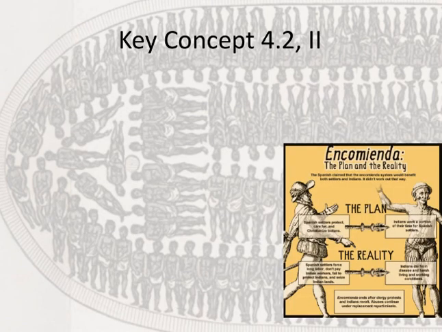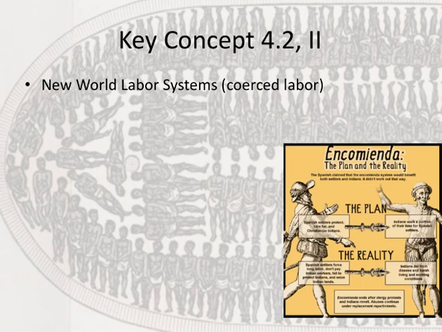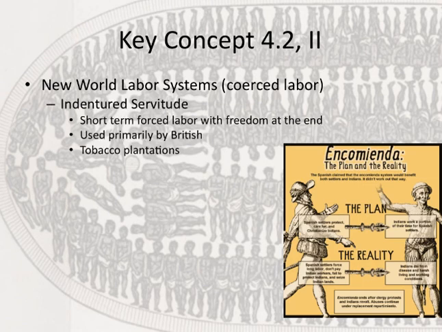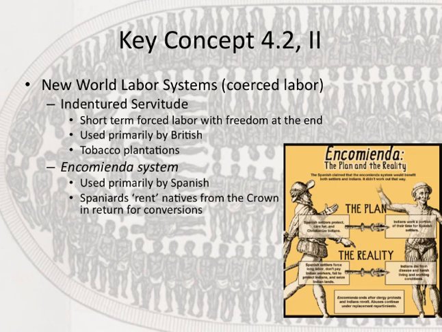Okay, moving on past that really sad moment, other New World labor systems that frankly weren't that much better. So we had indentured servitude that was practiced primarily by the British. This was a short-term coerced labor that usually ended in freedom after about 4 to 7 years. You signed a contract. It was mostly used on British tobacco plantations, which became prevalent in North America after 1607 with the first established colony at Jamestown.